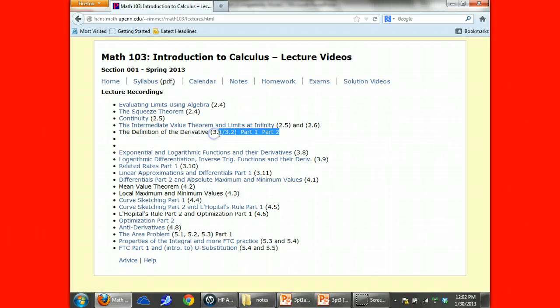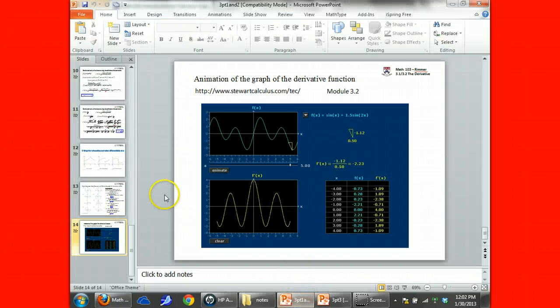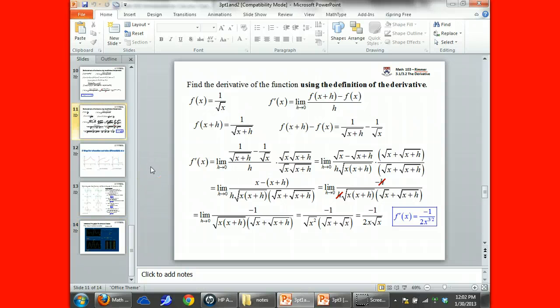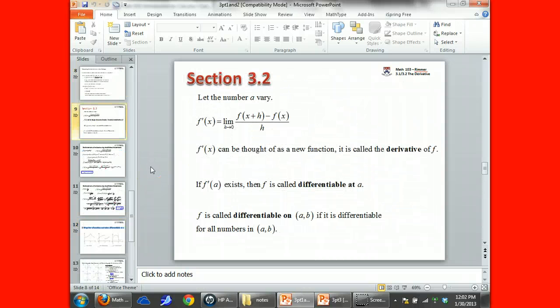Last class we covered the definition of the derivative. This link here is the video for that. And we'll finish that today, and we'll also start section 3.3. So we saw that the definition of the derivative is a limit. Basically, we said that the derivative can be thought of as a function.